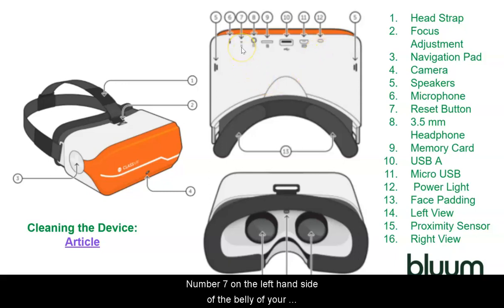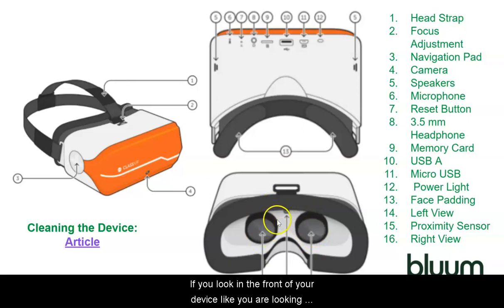Number 7 on the left-hand side of the belly of your device is a reset button. You can use this with a paper clip to press a button to reset the device in the event that you need to reset it. Number 10 is your USB-A port. This will probably only be used if you have a USB hand controller from ClassVR, or as the administrator in charge of the headsets to be able to plug in a mouse and quickly operate your ClassVR device operating system.